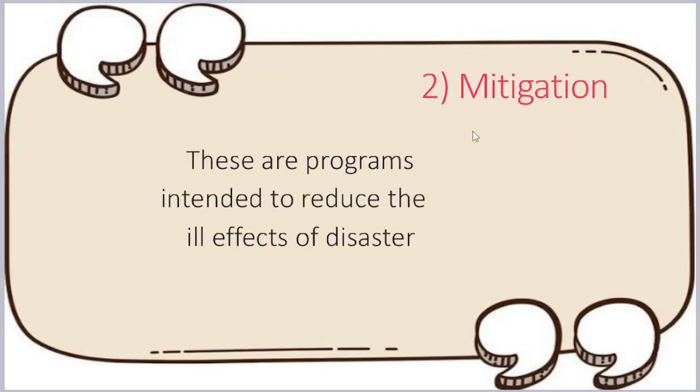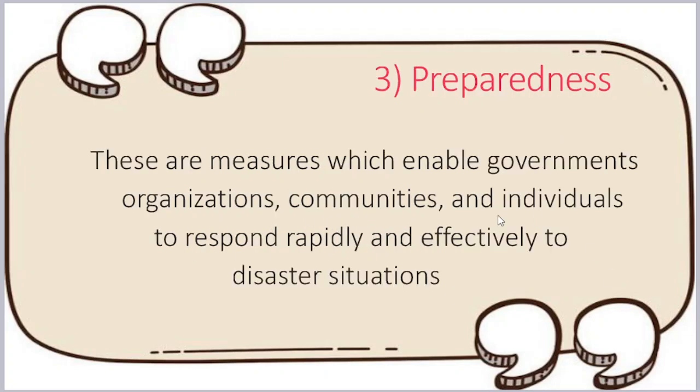Next, second is the mitigation. So when you say mitigation, these are programs intended to reduce the ill effects of disaster. Okay, so mitigation, yan siya, reducing, okay, the ill effects of disasters. Next, preparedness. So if you will prevent and you will reduce or mitigate, you should also be prepared. Okay? So when you say preparedness, these are measures which enable governments, organizations, communities, and individuals to respond rapidly and effectively to disaster situations. So dapat always ready yung ating mga community. So, Girl Scouts and Boy Scouts dapat sila always prepared. Okay?